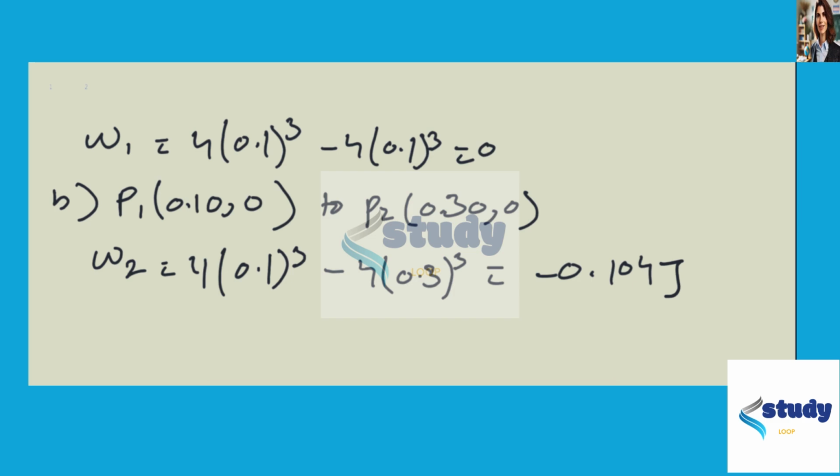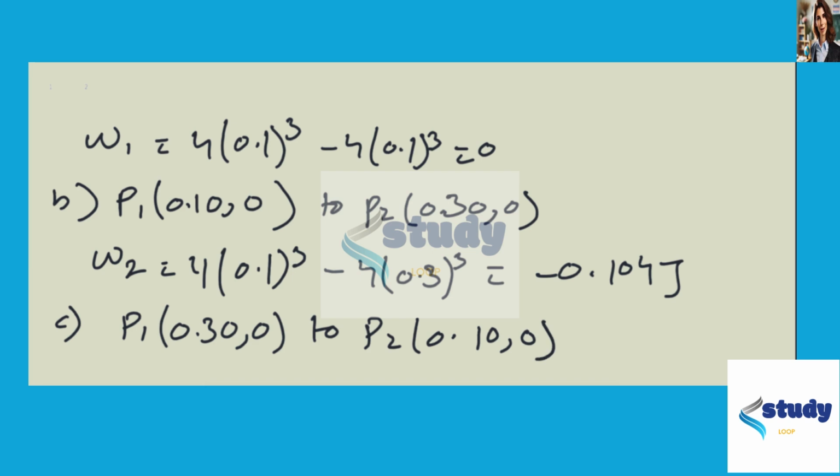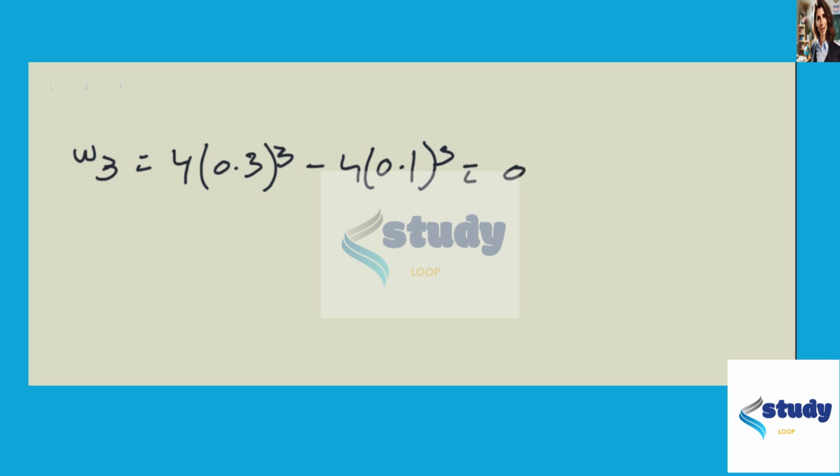When a proton moves from point P1, which is 0.30, to point 2, which is 0.10, the work done on the proton will be W3, which is equal to 4 times 0.3 cubed minus 4 times 0.1 cubed. This gives us 0.104 joules. So W3 is 0.104 joules.